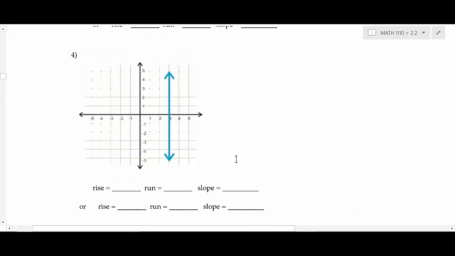Okay, the next one. Let's see on this one. Let's take like this point and let's pick a point there. Okay, what would the rise be on this? That'd be up 3. What would the run be? 0, because you're not moving left or right. So if you crunched it out, you'd have 3 over 0. What does that tell you? It's undefined. Okay, you can't divide by 0, so you get that. Okay, so that's the reason why that's an undefined slope.